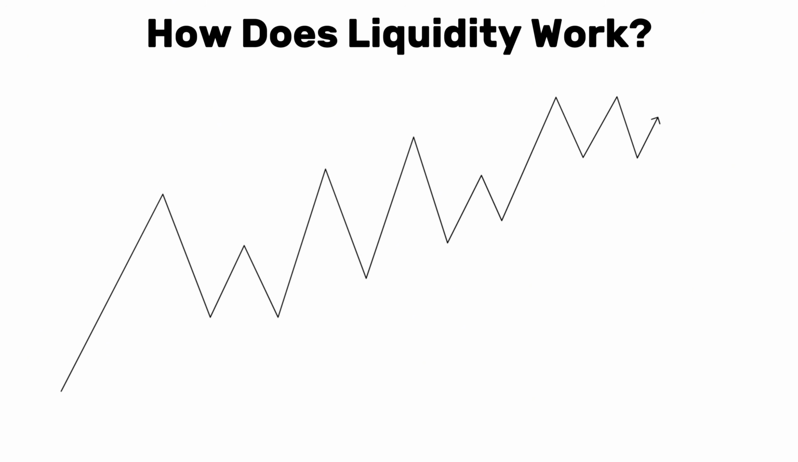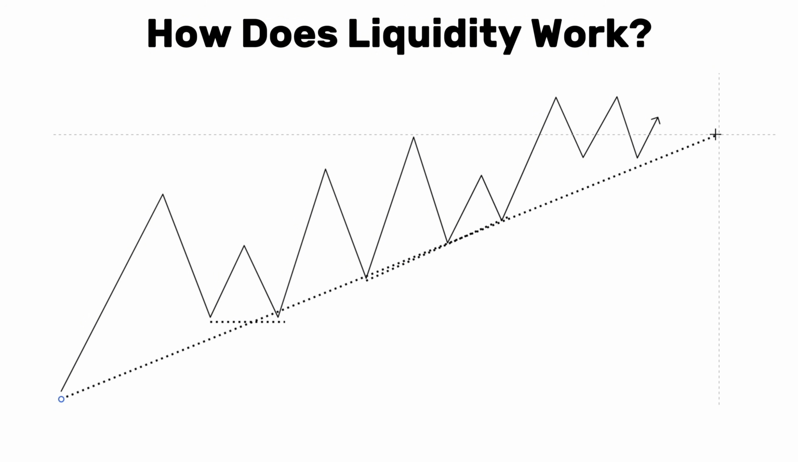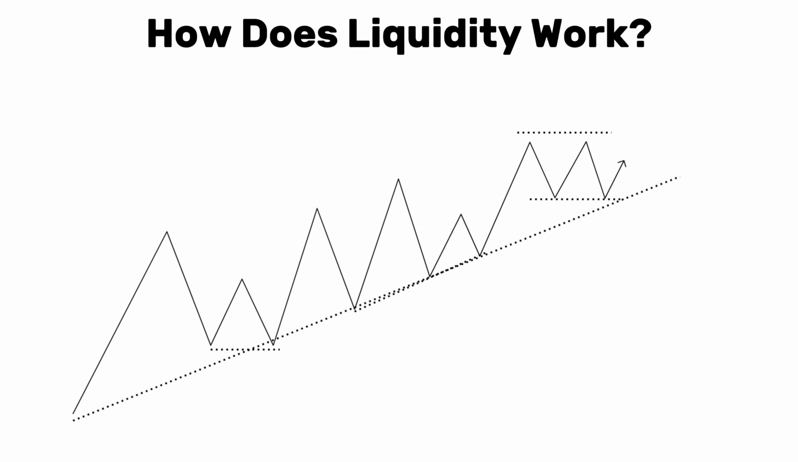We have liquidity in form of these equal lows. We have liquidity in form of this internal trend line. We have liquidity in form of a larger, more macro trend line, also in form of these equal lows and these equal highs. Now, the problem that even advanced traders face is the following. They choose the liquidity points they want to follow randomly, without any context.